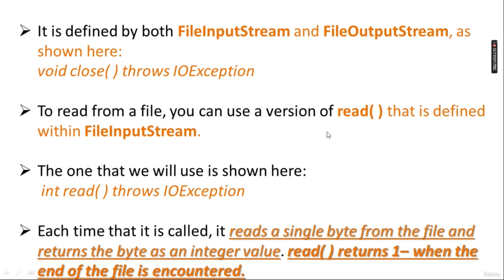To read from a file, you can use a version of read that is defined within FileInputStream. The one that we will use is shown here, int read(). What read will do is read a single byte from the file and return the byte as an integer value. Read will return -1 if the end of file is encountered. So if you are getting -1 as an integer value, then end of file is encountered.